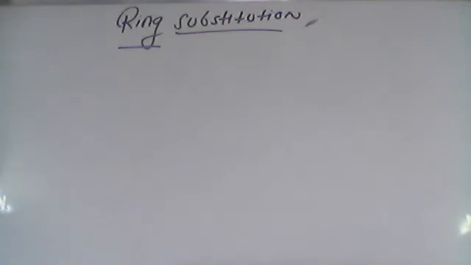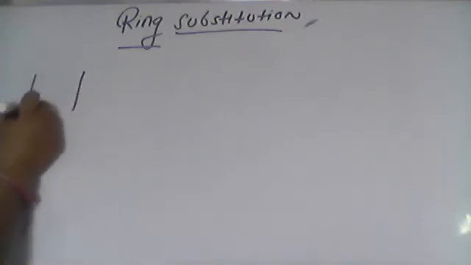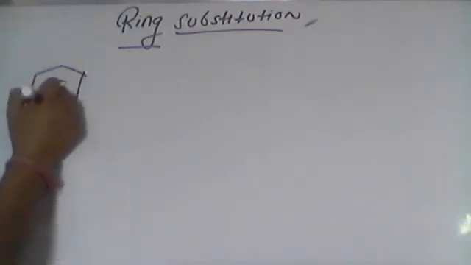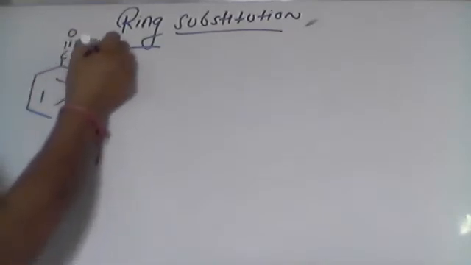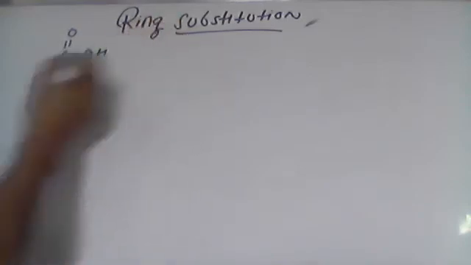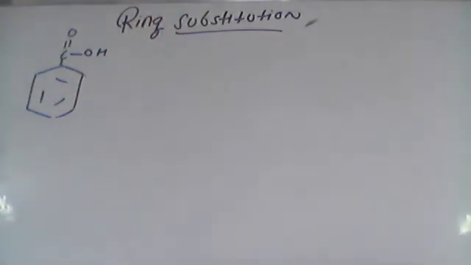Okay, ring substitution. So we are going to do ring substitution. Same way only, just see here. Here I am having a carboxylic acid, C double bond O and OH. Samir, you are there? Yes, sir. Carboxylic acid is okay. If an electrophile is going to attack on it, where will it go, to the ortho, para, or meta?